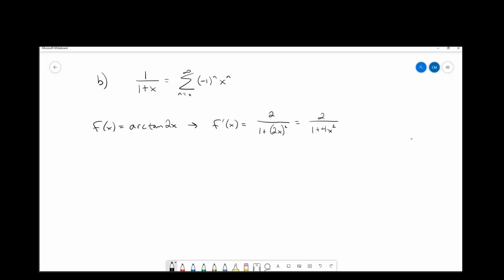Okay. And so now what we need to notice is that this really does match the 1 over 1 plus x pretty closely, right? So we can just use that as our formula. We can say this is the same as this power series, replacing the x to the n with 4x squared to the n. We'll have 2 times minus 1 to the n times 4x squared to the n. Everybody okay with that?